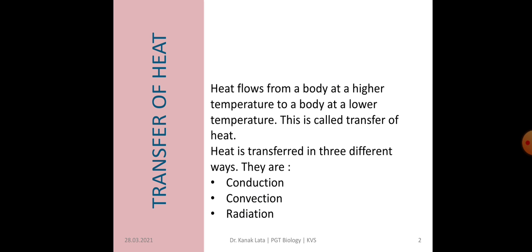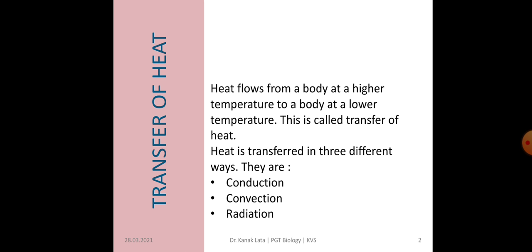First, it is about transfer of heat. In the previous session, we have already discussed that heat is a form of energy and that it always transfers from a hotter region to a colder region. And this transferring of heat is called transfer of heat.